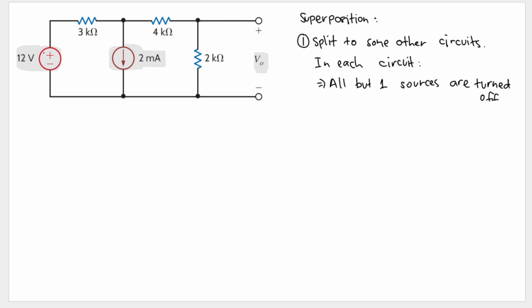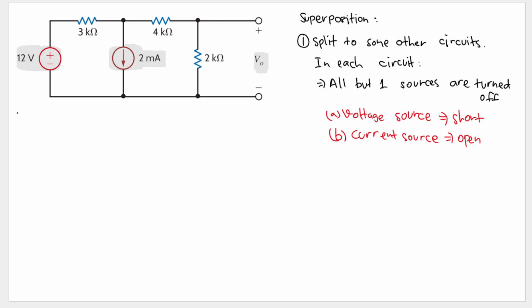And how do we turn off the sources? If we have a voltage source, turning off means that it's replaced by a short circuit, right? And the second one, if we have a current source, we replace it by an open circuit. So here we will have two separate circuits. The first one, we replace this 12-volt voltage source by a short circuit. And then the second one, we replace this current source with an open circuit.